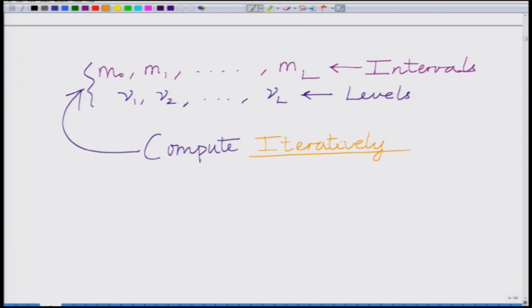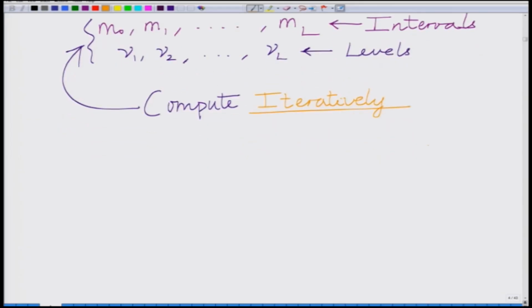Now, let us start with computation of the quantization levels, alright. So, let us start by illustrating how to compute the quantization level nu k corresponding to the quantization interval m k minus 1 to m k, that is given the quantization interval m k minus 1 to m k, what is the corresponding optimal quantization level nu k, to which the sample will be quantized if it lies in this particular interval.